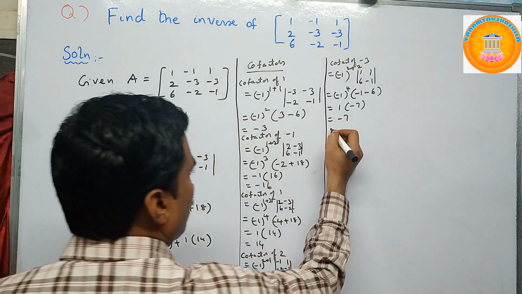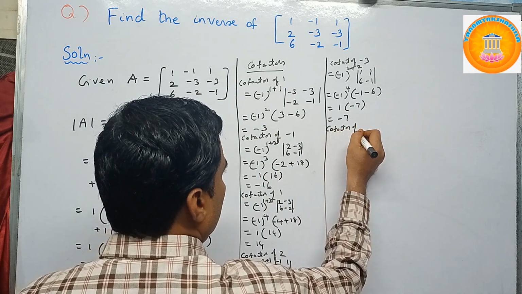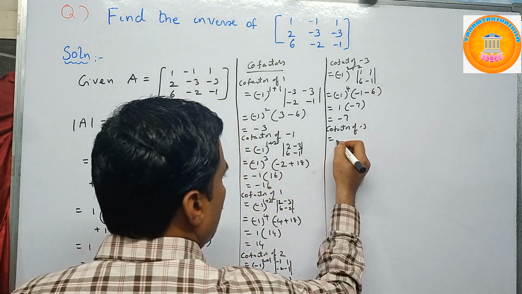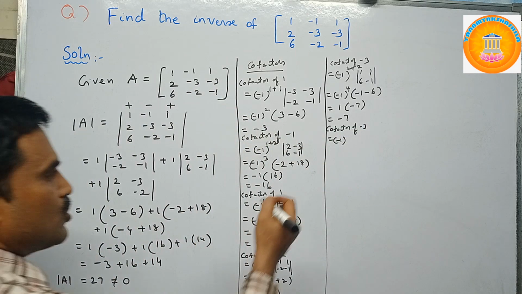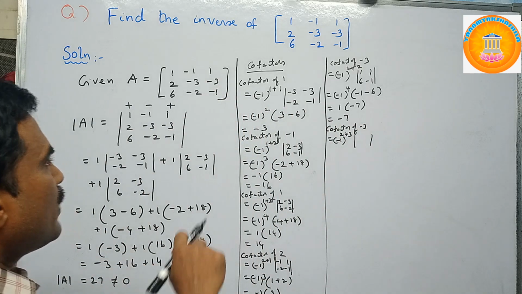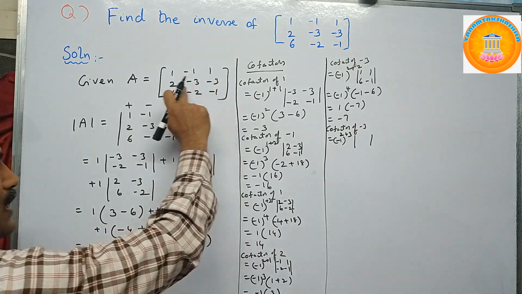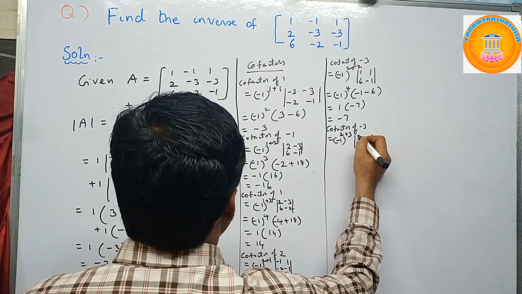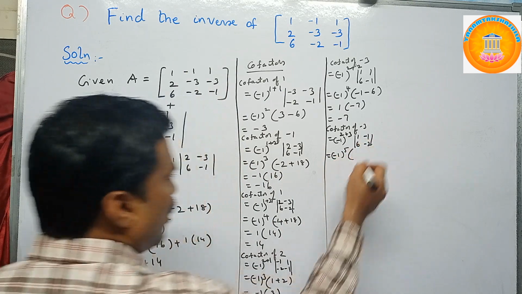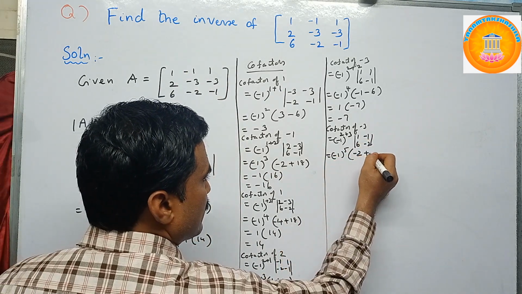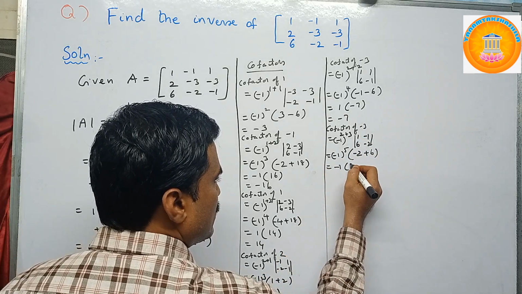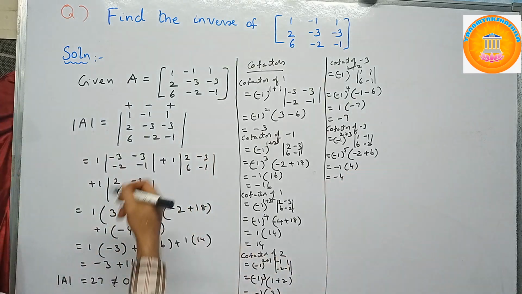Then cofactor of minus 3. So minus 3 is located in second row and third column. So i value is 2, j value is 3. So 2 plus 3 into minor of minus 3. So minor of minus 3 is a determinant of elements which are not in second row and third column. So what are those elements? 1, minus 1, 6, minus 2. So minus 1 power 5. Now 1 into minus 2 is minus 2 plus 6. Now minus 1 power 5 is an odd number, so you get minus 1. 6 minus 2 is 4. So you get minus 4. Then cofactor of 6.